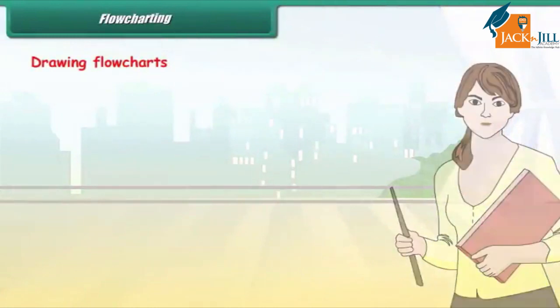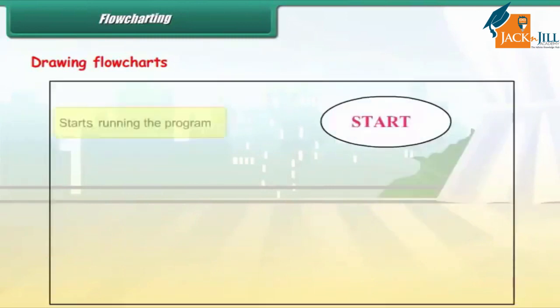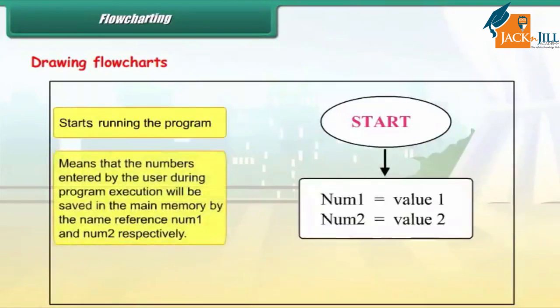Drawing flowcharts. Example 1. Flowchart for program to add two numbers entered by the user. Starts running the program. Means that the numbers entered by the user during program execution will be saved in the main memory by the name reference NUM1 and NUM2 respectively.